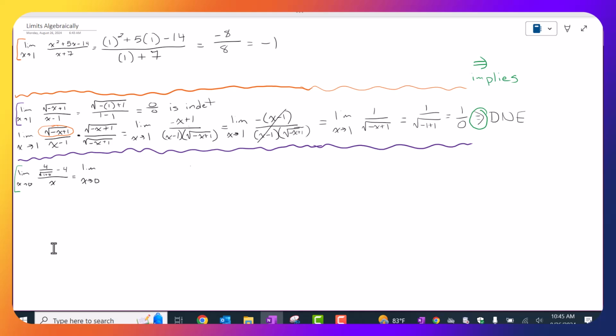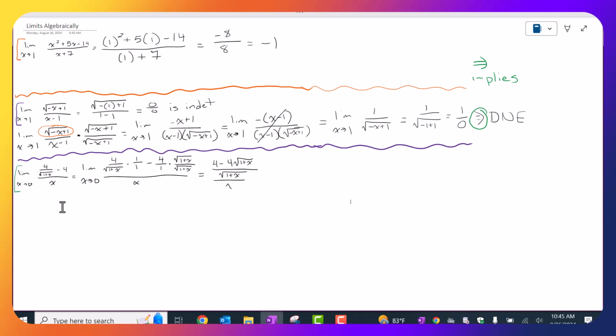And so we're going to have 4 over the square root of 1 plus x times, well, our second fraction isn't even a fraction, so our denominator is 1, so times 1 over 1, minus 4 over 1 times the square root of 1 plus x over square root of 1 plus x, all over x. And we simplify that, we get 4 minus 4 square root of 1 plus x over the square root of 1 plus x, over x.